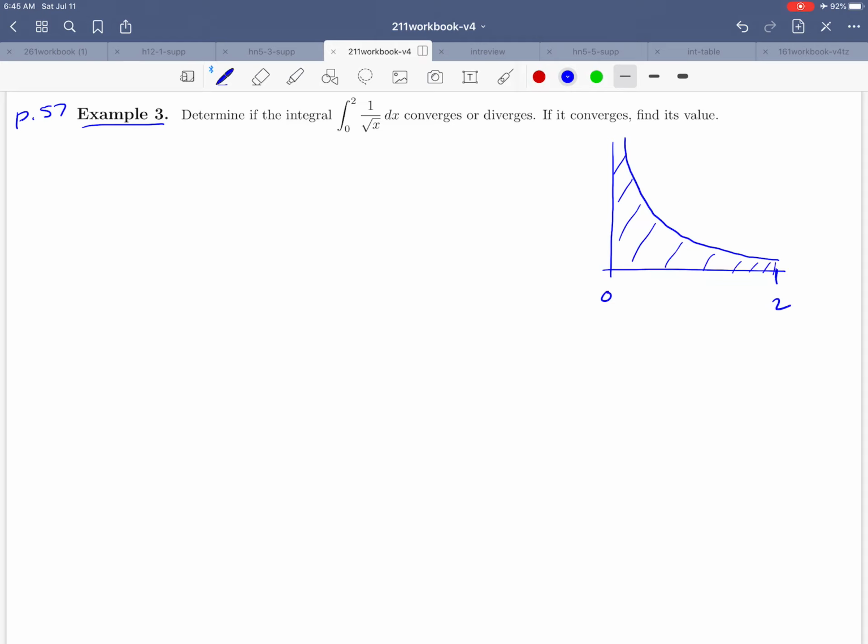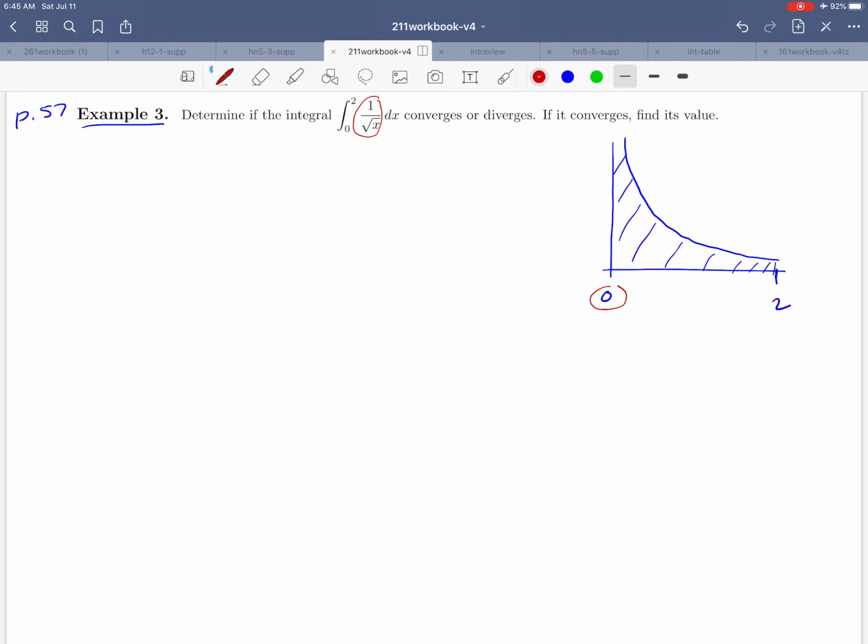Okay, and do you see an issue with this function? Notice that we have an asymptote over here at our left-hand endpoint. You can see that by noticing that 1 over the square root of x, if you tried to substitute 0 in for x, you would get a 0 in the denominator. That's what's creating the asymptote.